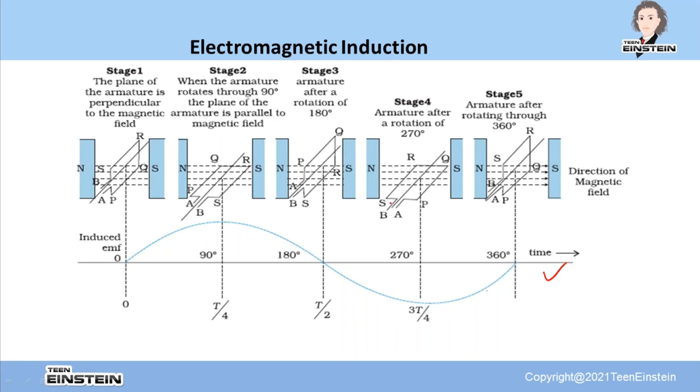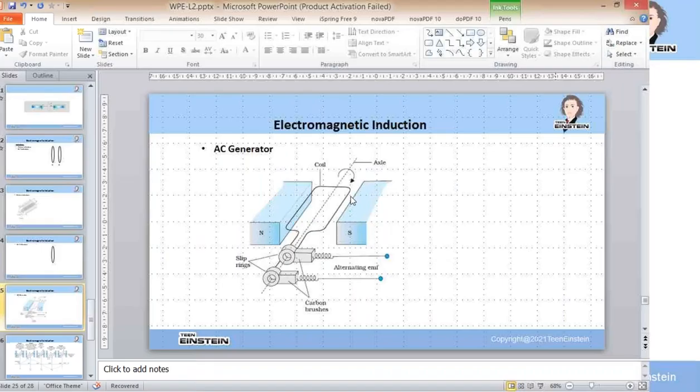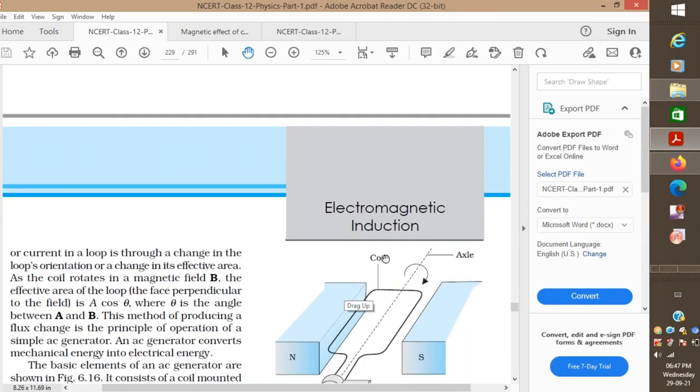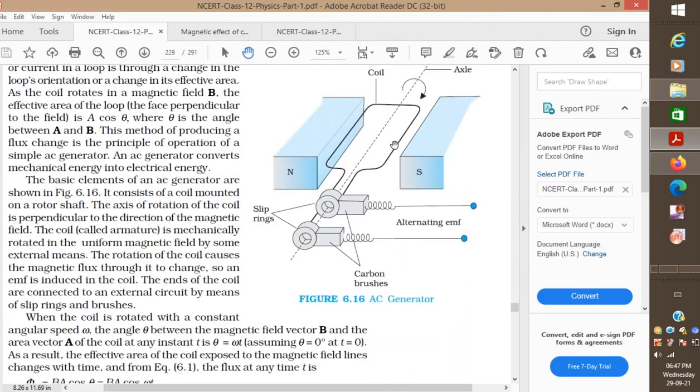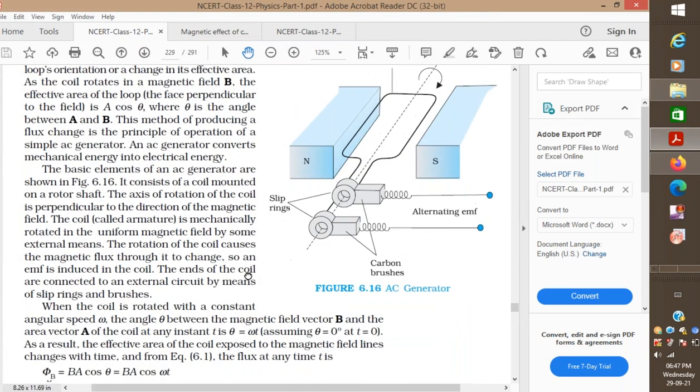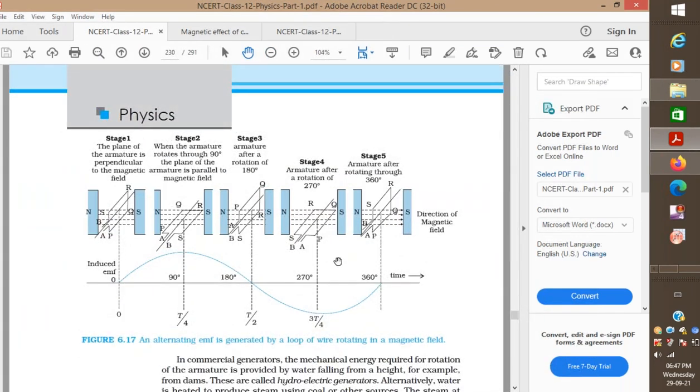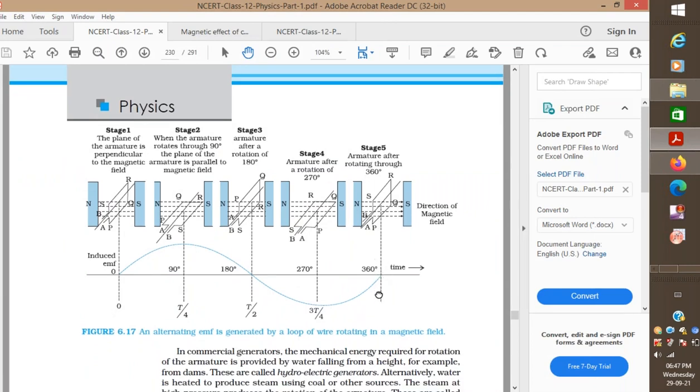This is how the AC generator works in our various power plants. This coil is called the armature. These are called the magnet poles of the magnets. And we have seen that just by rotating the armature we can produce alternating signals.